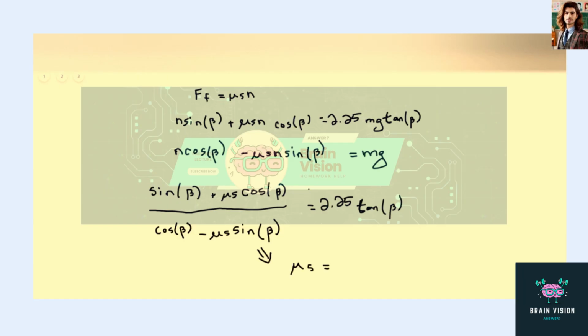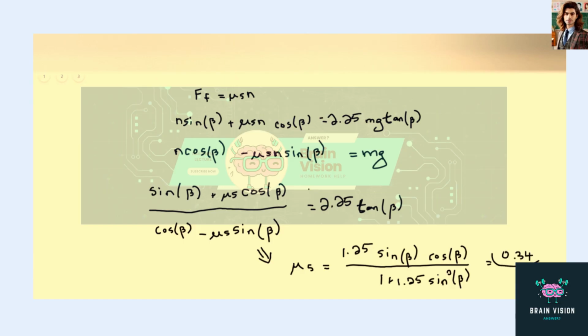When you do that, you get that mu s is equal to 1.25 sine beta cosine beta all over 1 plus 1.25 sine squared beta. And then plugging in the beta we found on the previous page, we get that mu s is equal to 0.34. And that's the final answer.